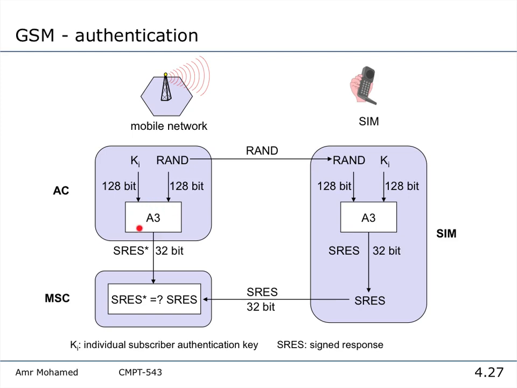Then it performs the A3 algorithm to produce what we call the signed response, based on two parameters. The random number, which is the puzzle that I gave you, and this key, or the mobile station identifier, which is a permanent key that's stored as part of the SIM card and also stored in the home location register. Based on these two parameters, I perform the A3 algorithm, and then I produce the signed response.